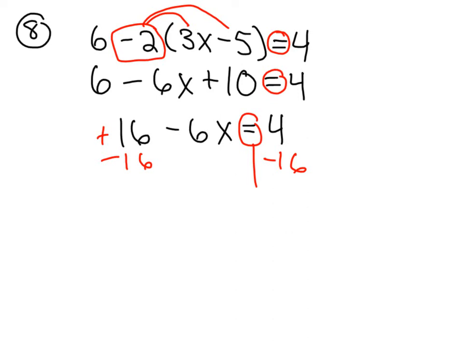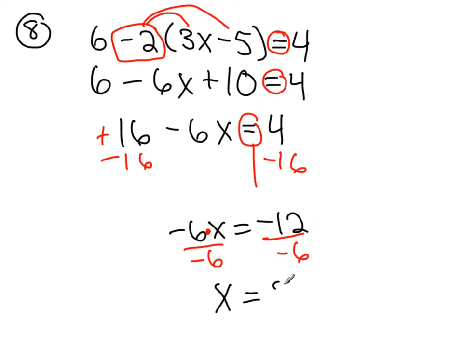And 4 minus 16 is negative 12. And we still have negative 6x. Alright, so it's negative 6 times x. So to undo it, we divide both sides by negative 6. And now we are left with x equals positive 2. Because negative divided by a negative is a positive. And there's our final answer.